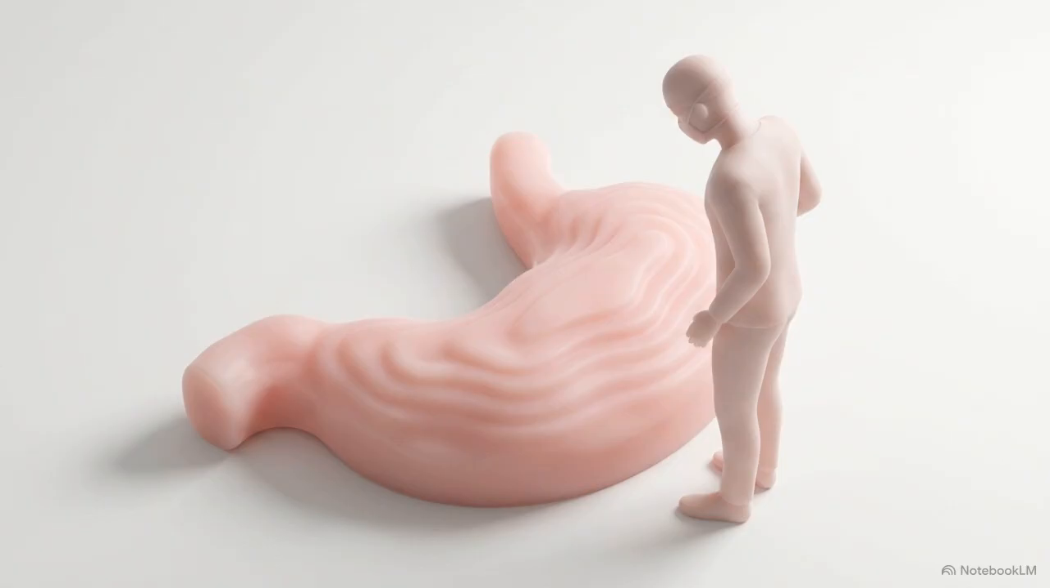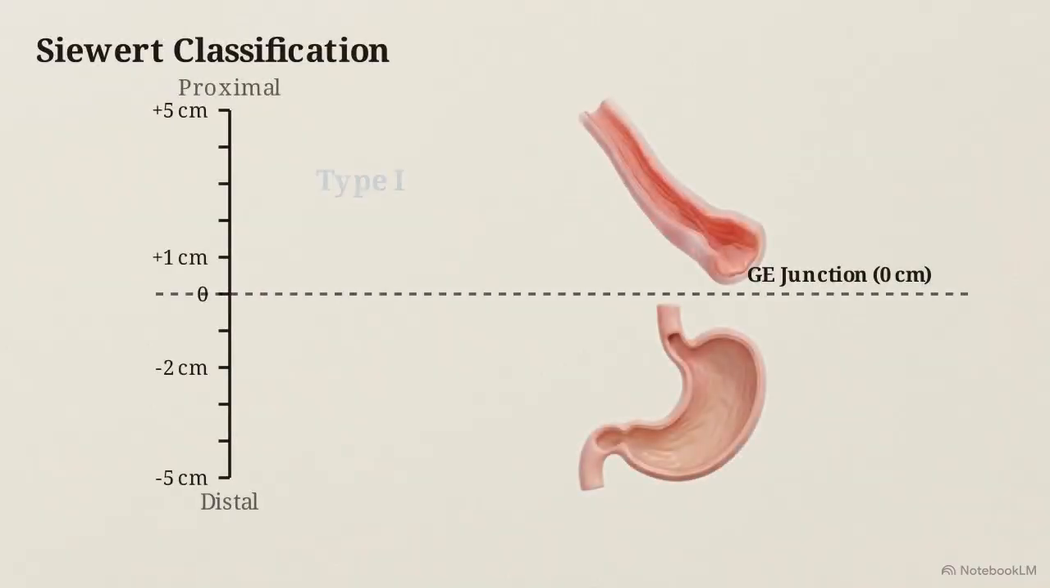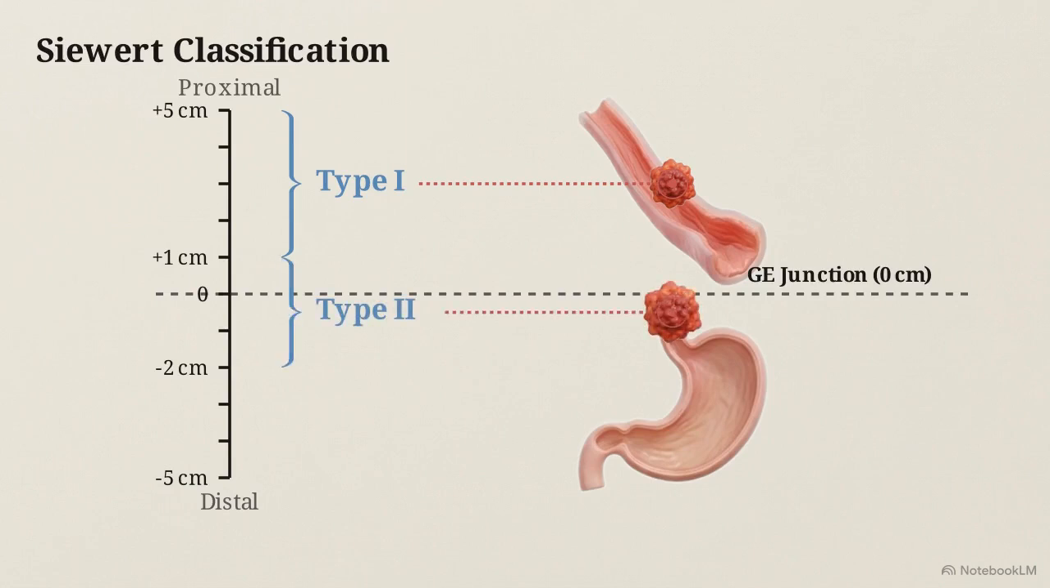To determine how to treat these, surgeons use the Siewert classification. Siewert type 1 classifies tumors where the center of the mass lies between 5 cm and 1 cm proximal to the GE junction. Siewert type 2 covers tumors centered from 1 cm proximal down to 2 cm distal, directly bridging the junction itself. Siewert type 3 identifies tumors centered deeply below the junction, between 2 cm and 5 cm distal.